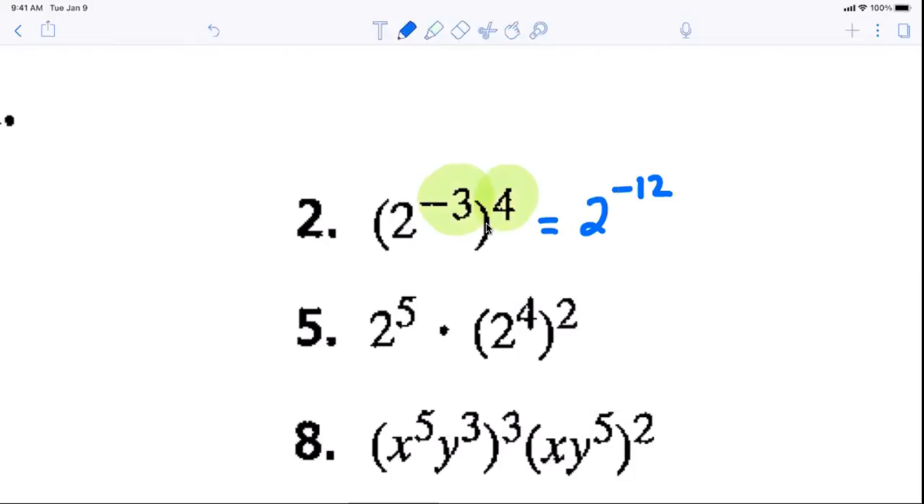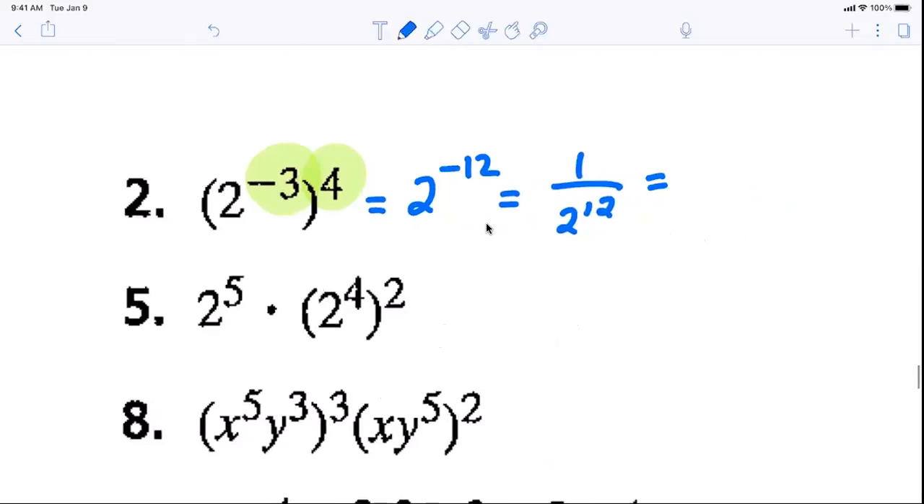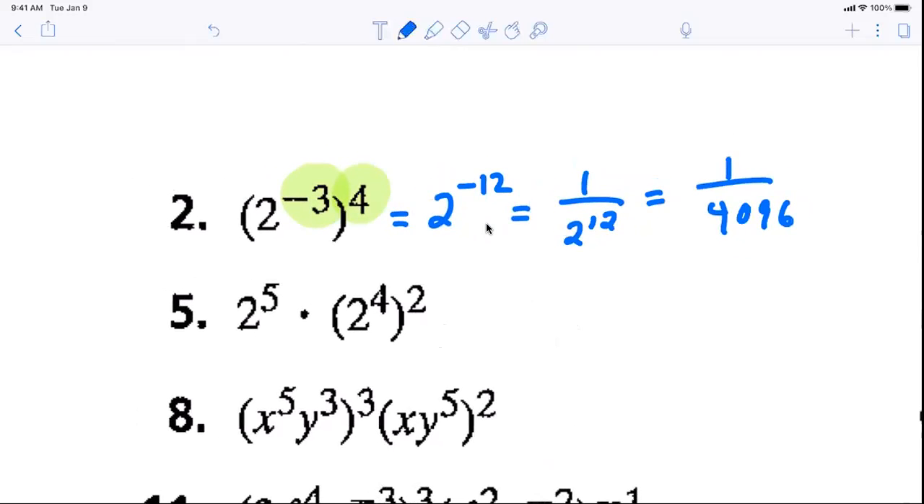All right. Now, if you want, you can just write 1 over 2 to the 12th power. That would be acceptable. And of course, we know that 2 to the 12th is 4096. But again, 1 over 2 to the 12th is fine. Anybody have any issues?